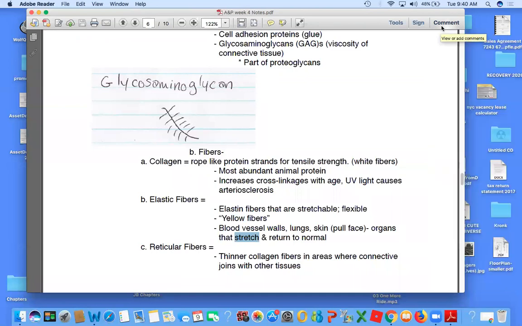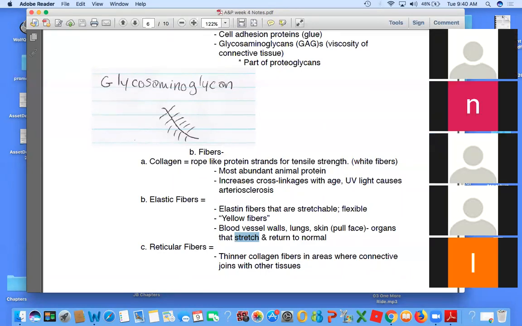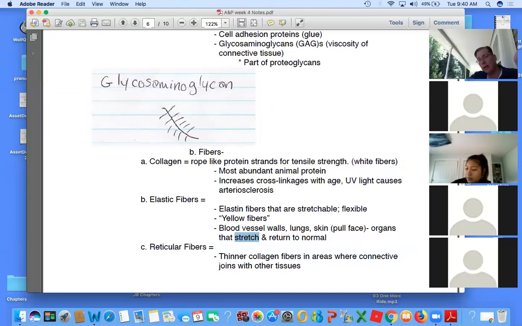That's an example. Reticular fibers are much less fun to talk about. They're basically fibers in areas where connective tissue joins together with other connective tissue. So while not an exciting tissue to talk about, you need them, okay? You got to have them.